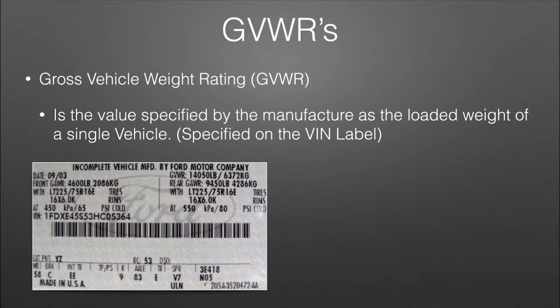So we have to tackle gross vehicle weight ratings. This is the value that's specified by the manufacturer. It's listed on the VIN label, usually on the inside of the driver's door, like Internationals. It's sometimes a little more difficult to find, but typically we'll find that. You can see this unit has a gross vehicle weight rating of 14,050 pounds.